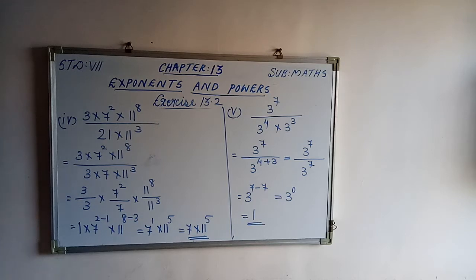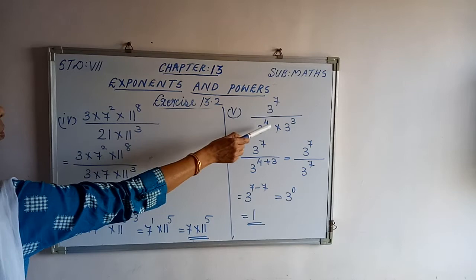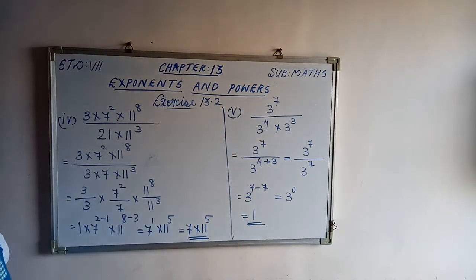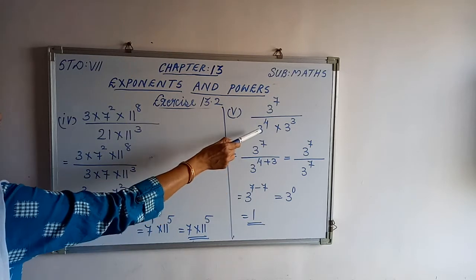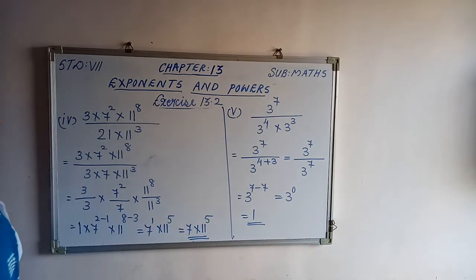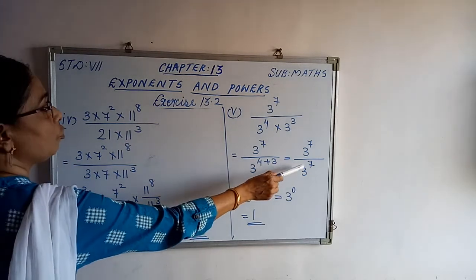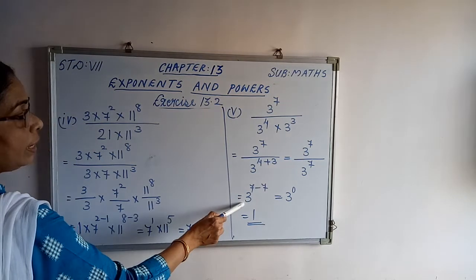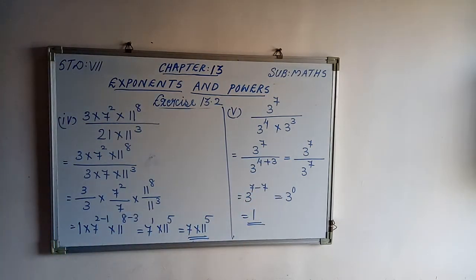Fifth one. 3 raised to the power 7 upon 3 raised to the power 4 multiplied by 3 cube. Numerator as it is, 3 raised to the power 7. Upon here, a raised to m multiplied by a raised to n, that is, add the indices, we get 3 raised to the power 4 plus 3, 3 raised to the power 7. That is 3 raised to the power 7 minus 7, that's equal to 0. So 3 raised to the power 0, that's equal to 1.